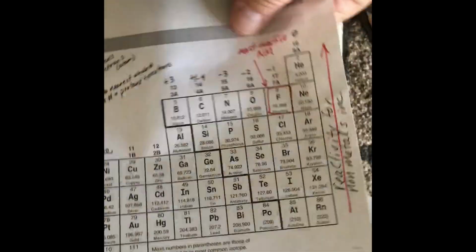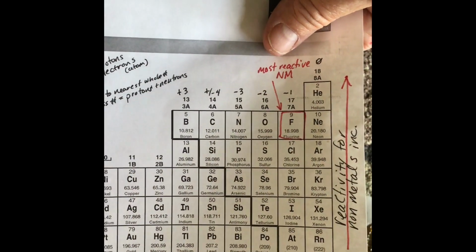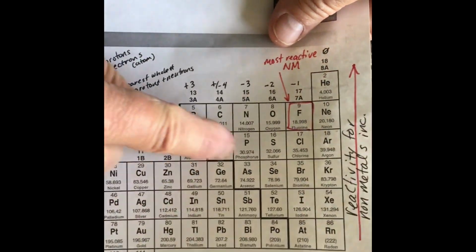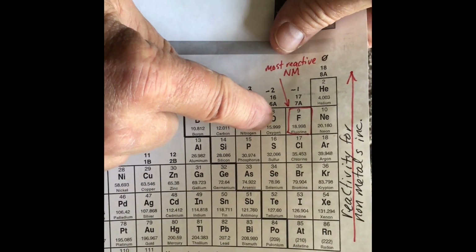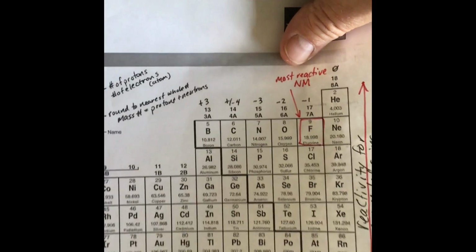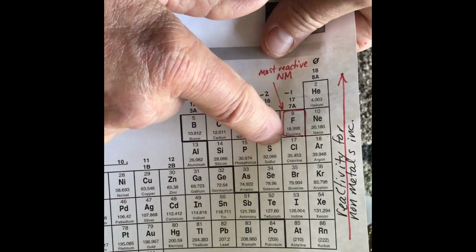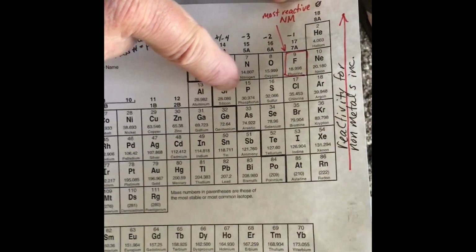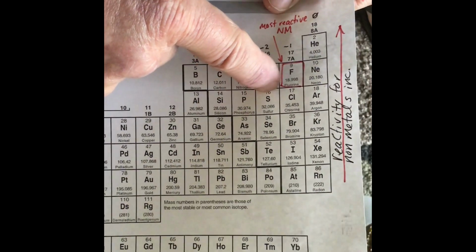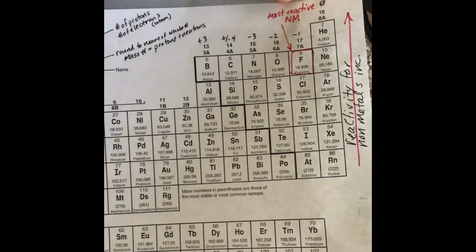Okay, so let's look over here. What about if we compared oxygen to sulfur? Which is more reactive? That's right, oxygen, because oxygen is above sulfur. It is easier to gain an electron in the second energy level than the third. Okay, what about phosphorus or sulfur? Which one would be more reactive? That's right, sulfur, because sulfur is going to gain 2 electrons, whereas phosphorus has to gain 3. Easier to gain 2 than to gain 3.